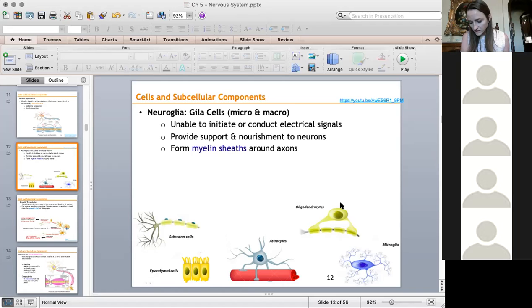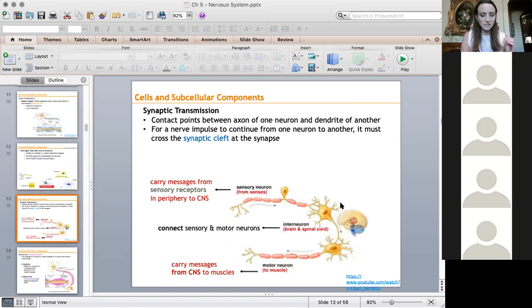Next we get into types of neurons, sensory versus motor. This one's pretty important to understand: knowing the difference between an afferent neuron and an efferent neuron. One way to remember that: an afferent neuron is a sensory neuron, and an efferent neuron is a motor neuron.